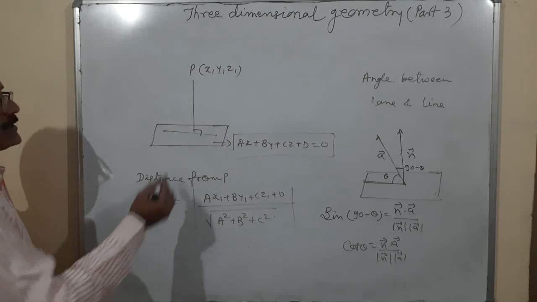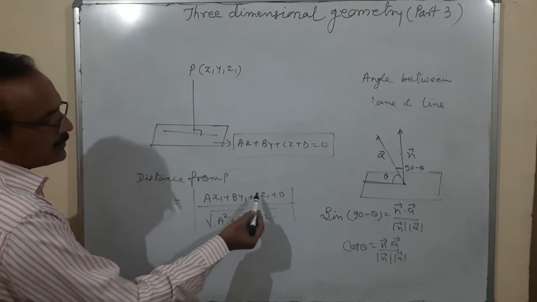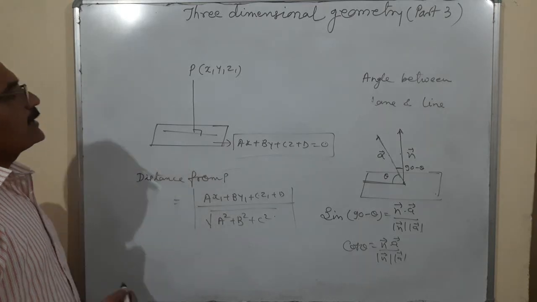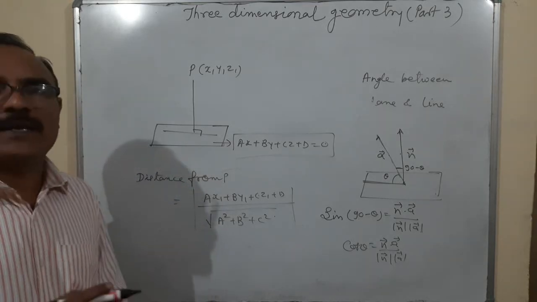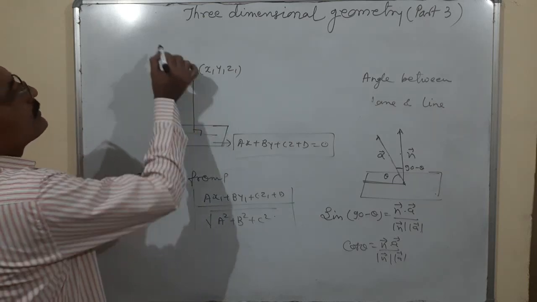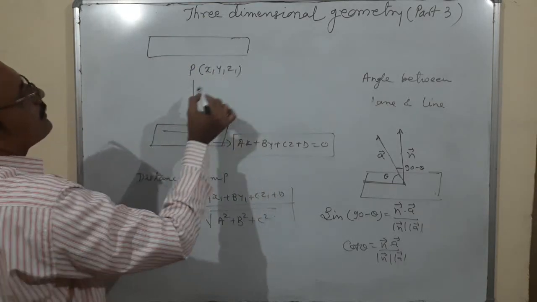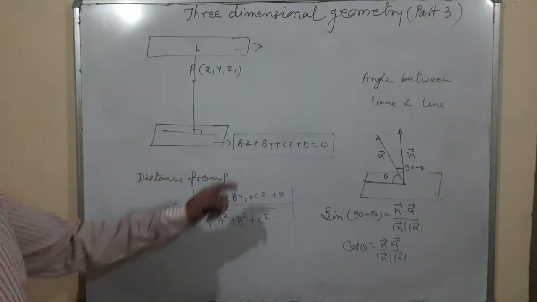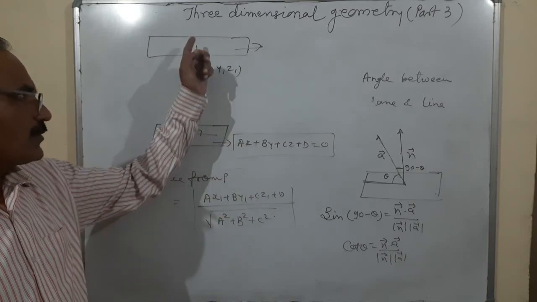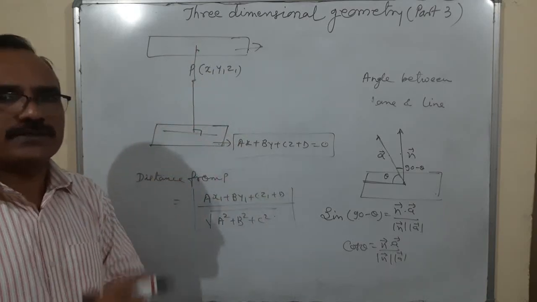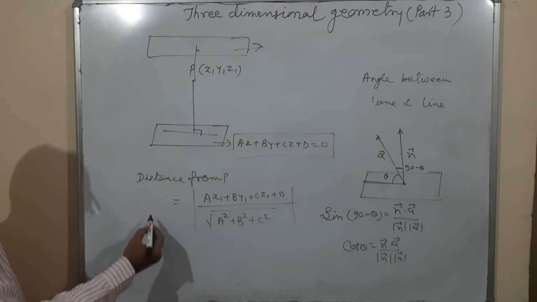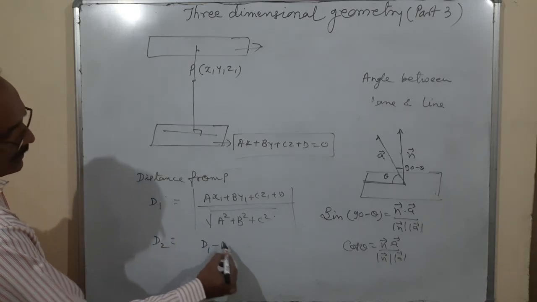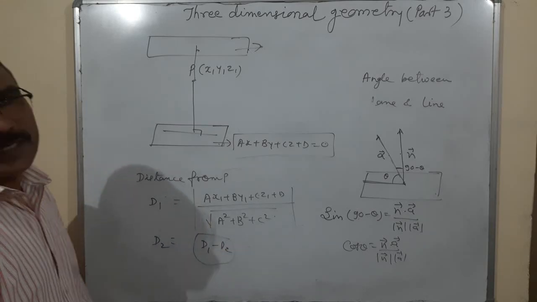When we are going to find the distance from the origin, definitely this is 0, 0, 0, so d upon under root a square plus b square plus c square. When we are going to find the distance between two planes, what should be done here? The second plane is here. First of all, we have to find the distance from the origin. Second, we have to find the distance from the origin and take their difference. Suppose this distance is d1. Second, we'll take a distance d2, and d1 minus d2 is equal to the distance between two planes.